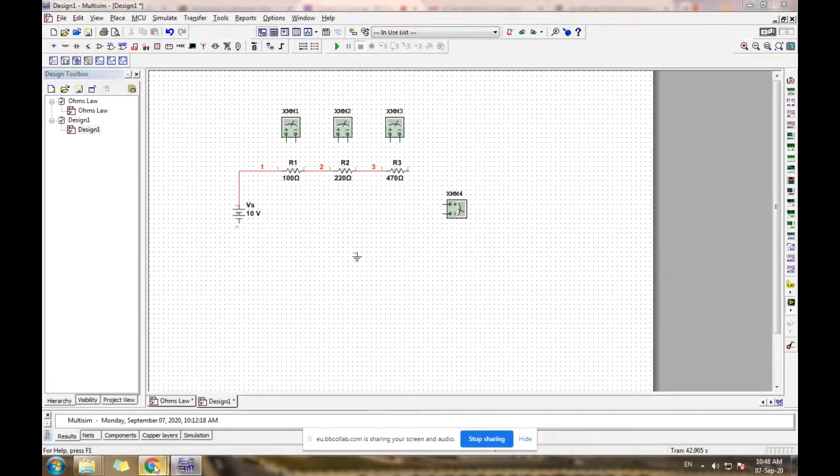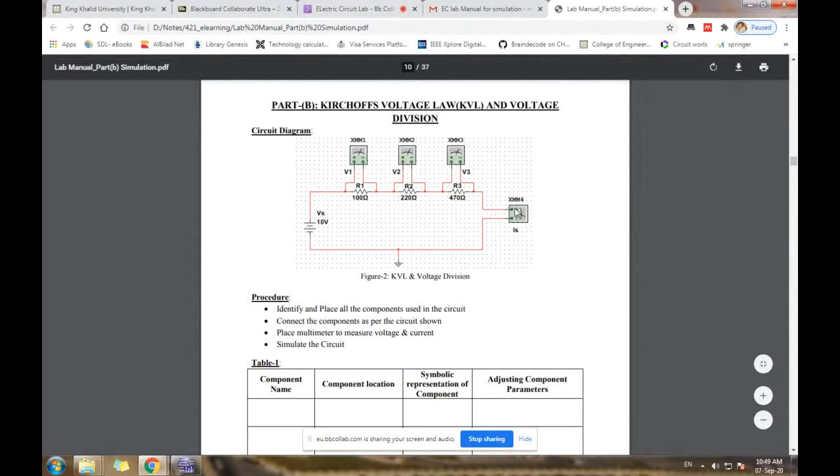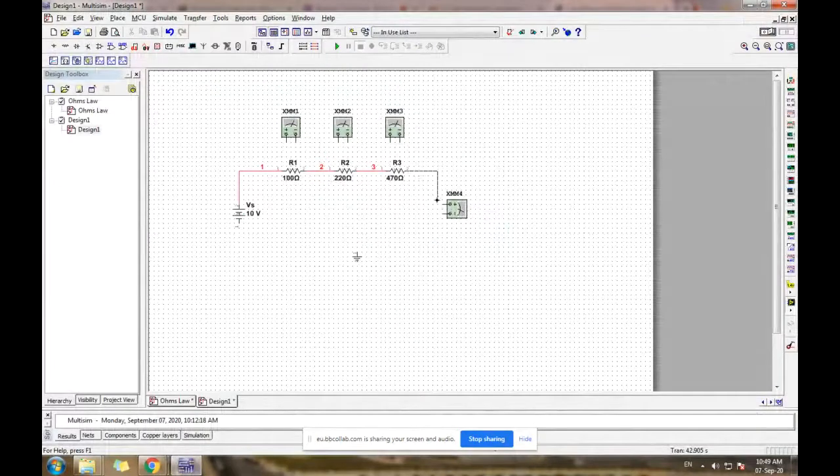From R3, you can see it is connected to plus, and from minus it is connected to ground, and this minus is also connected to the ground. So this is connected to the plus, and this minus is connected to the ground. Okay, so this you can move up and down. So click this, move down.